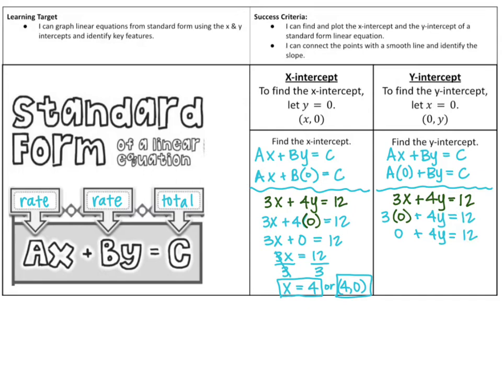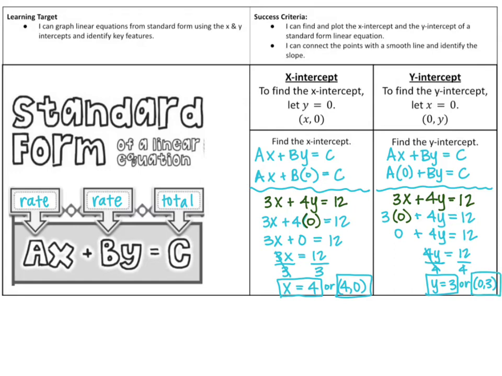So if you notice when you're finding the y-intercept, we don't really have any of the a and the x anymore. We're just looking at by equals 12. Because what we really have here is 4y equals 12. I divide by 4 on both sides to find what y is. 4 divided by 4 is 1y. And 12 divided by 4 is 3. That's your answer, but just like with the x-intercept, we can write it as an ordered pair. That would be 0, 3.